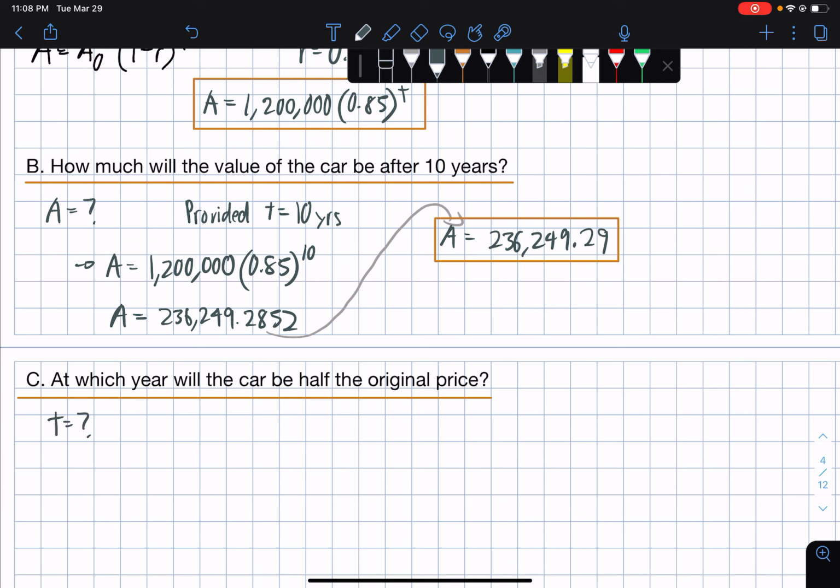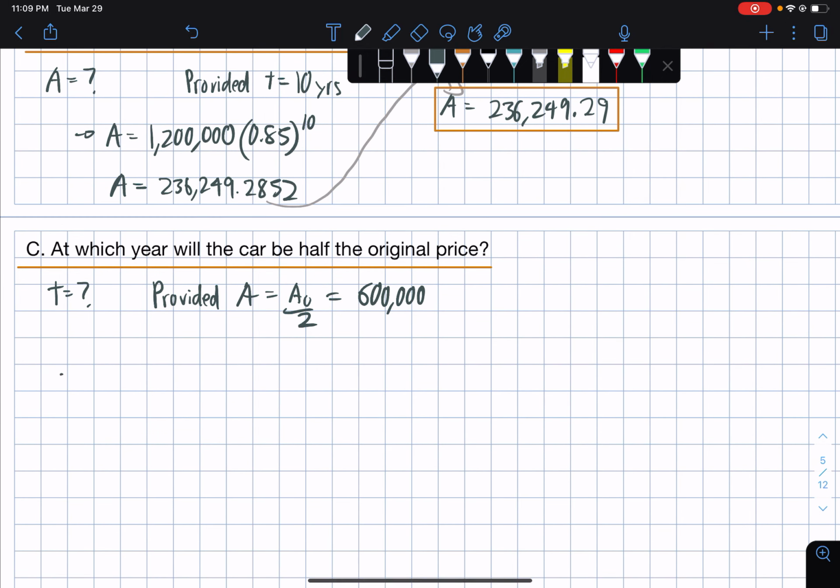Will the car be half the original price? So we have to find t, provided that A is equal to A0 divided by 2. Or in other words, A is equal to 600,000, half the original. So the original is 1.2 million. Now it's 0.6 million. Or in other words, 600,000.